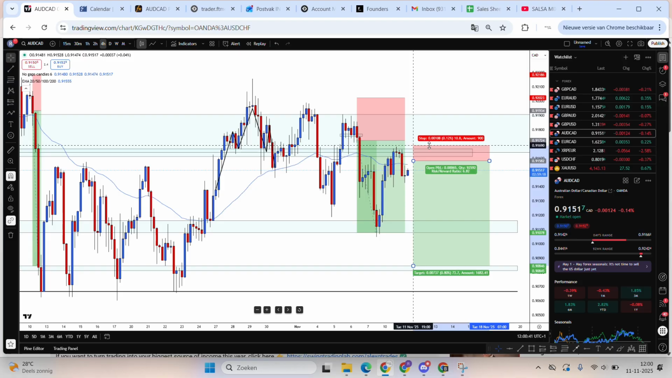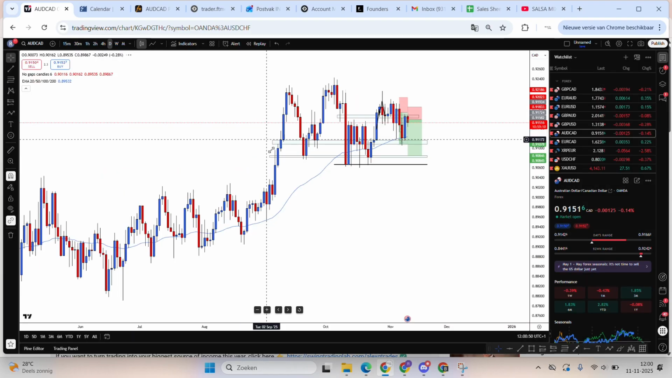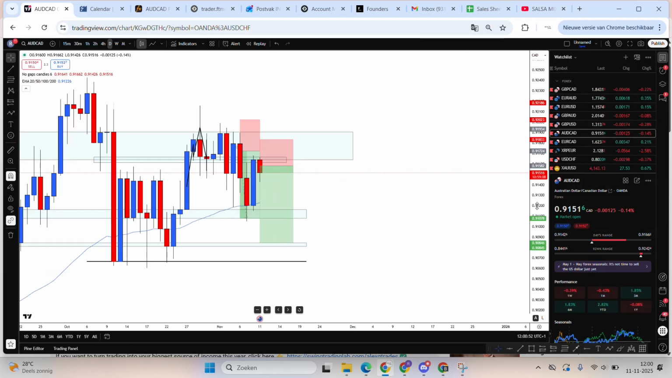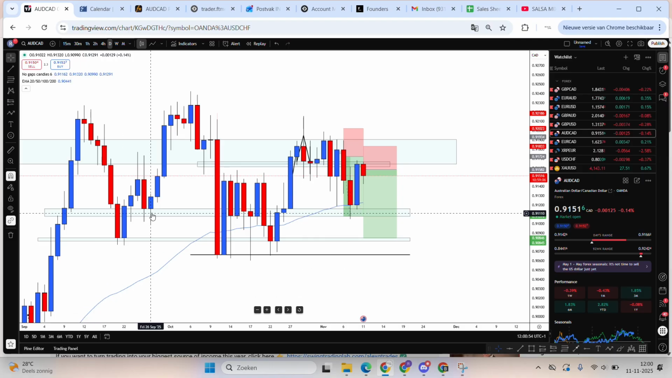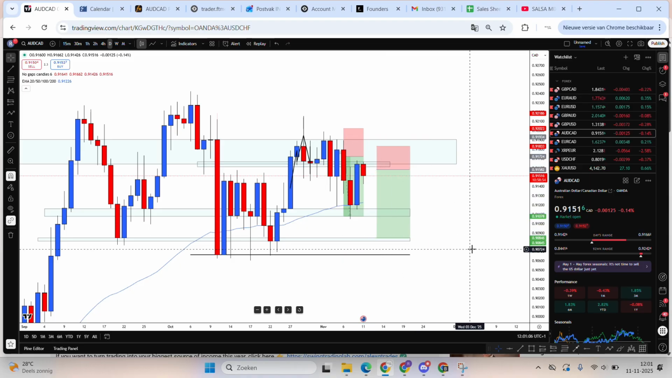Because, let's see, the stop loss will be something like this. Why? Because the last time that we sold, we had some structure right there. So we had a support, support, support. I believe now it will break that support to make a lower low, and it will go to this support zone. So that is what I believe for AUD CAD.